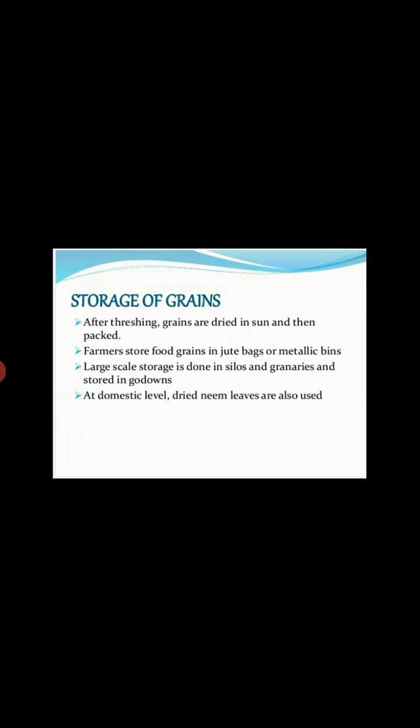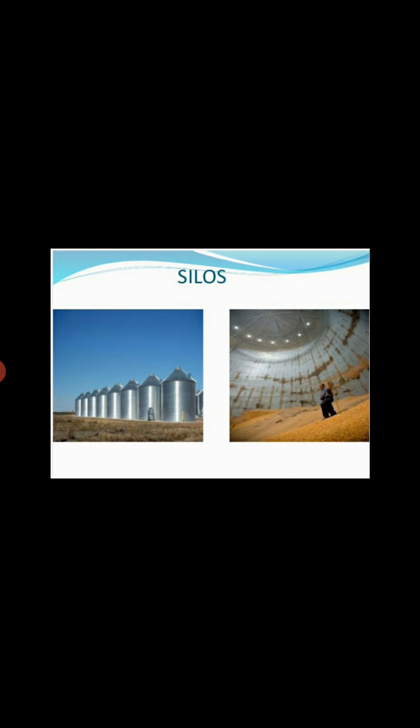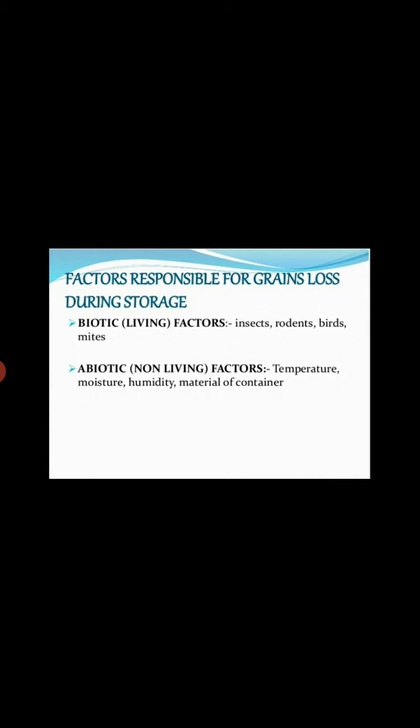Storage of grain. After threshing, grains are dried in the sun and then packed. Farmers store food grains in jute bags or metallic bins. Large scale storage is done in silos and granaries and stored in godowns. At the domestic level, dried neem leaves are also used. Silos, you can see, are used for storage of grains.